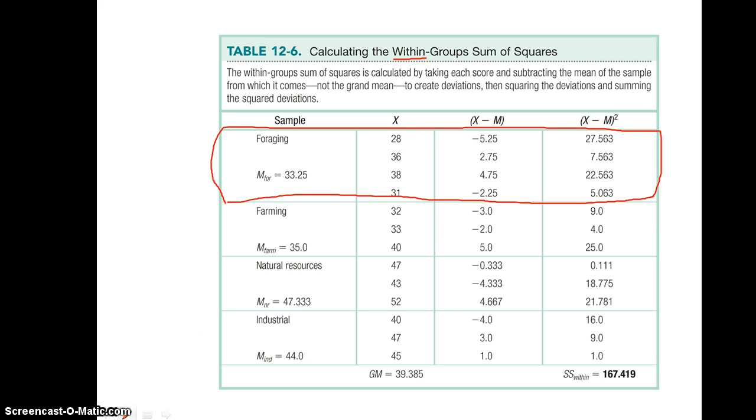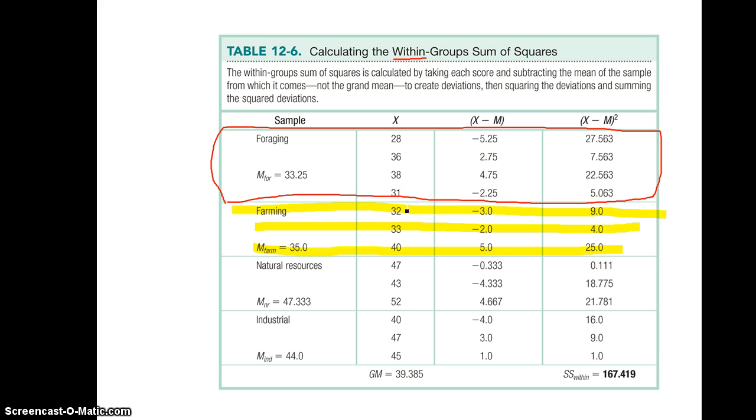Now I get to choose a different set of scores. Here we've got the farming scores, this whole set of scores, and there are 3 of them. We average those 3 scores right here and we get 35.0. Now I take the individual score in the farming group and subtract out the mean of the farming group. So 32 minus 35 is -3. Square that value, and you do that for this next one as well.